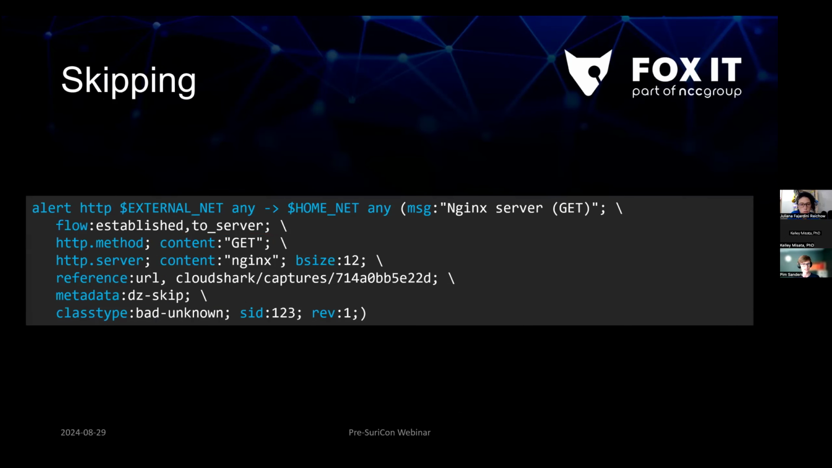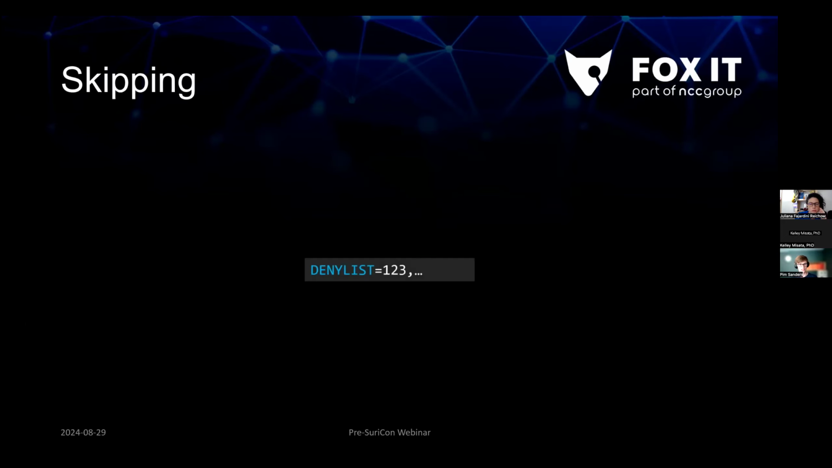Same source. A similar tag can be used to skip rules. If a rule for whatever reason fails the test, but does work in production, the metadata skip tag can be given to make sure it skips. Or if you aren't able to change the rule, you can also set a deny list environment variable.